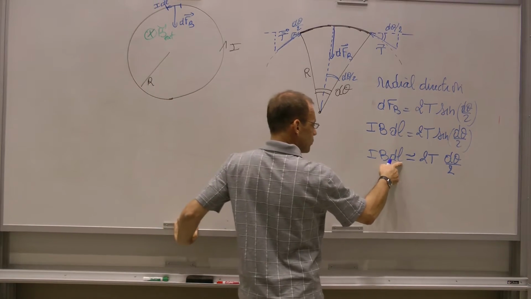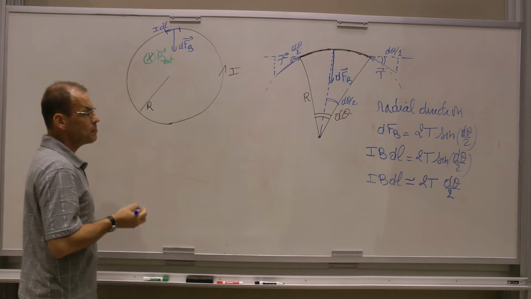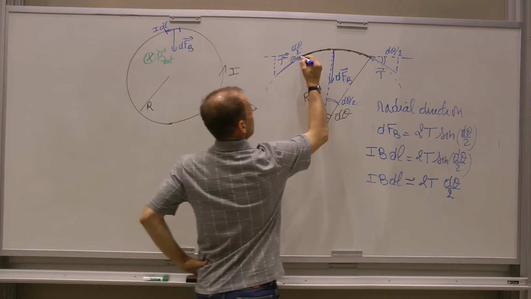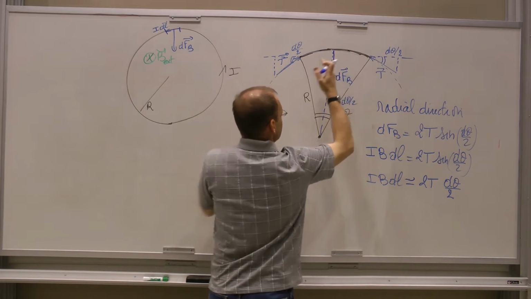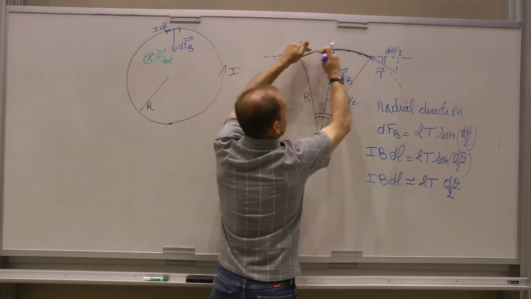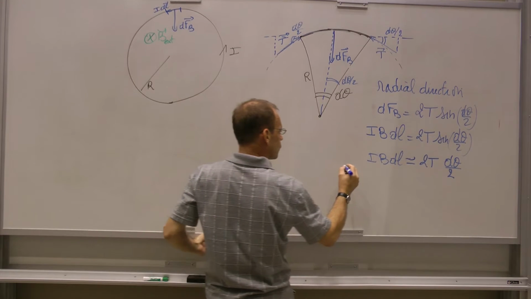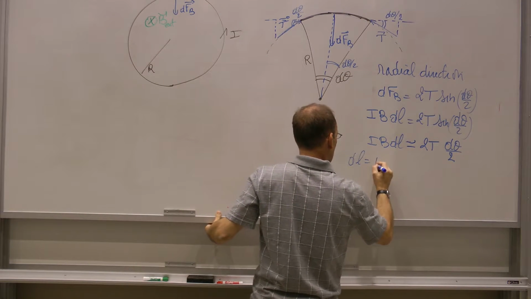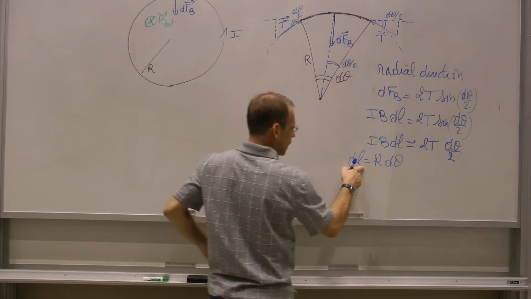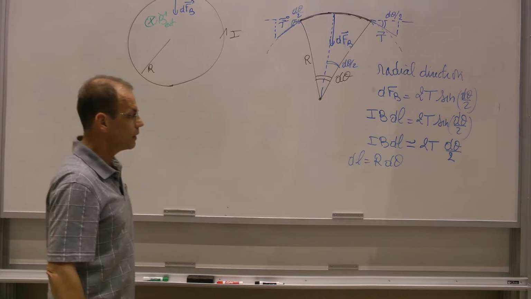Now we have a variable dl on the left side, a variable d theta on the right side. We can combine them together because dl, a straight element, is more or less equal to r times d theta. So this is the connection, dl is equal to r d theta. dl is the arc length of radius r subtended by an angle d theta.